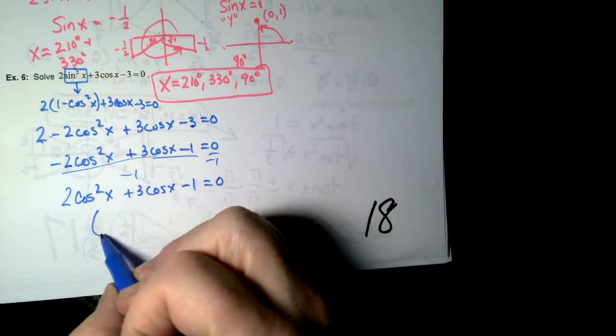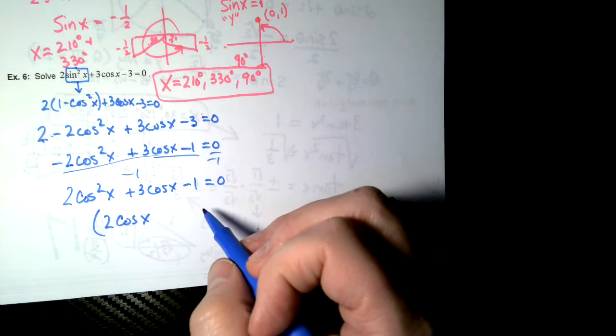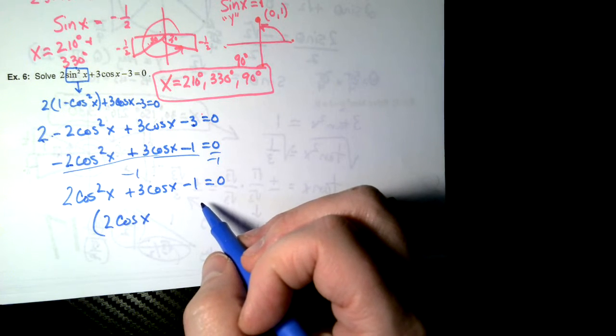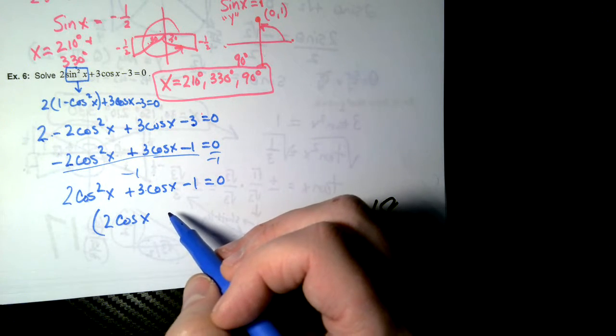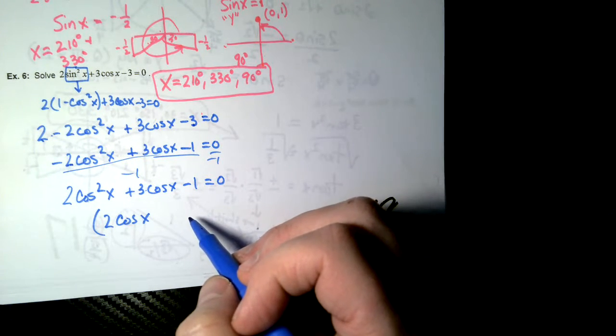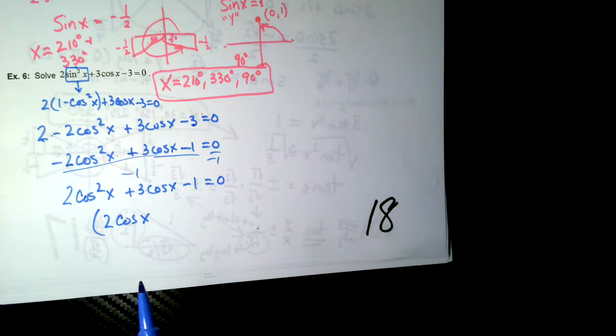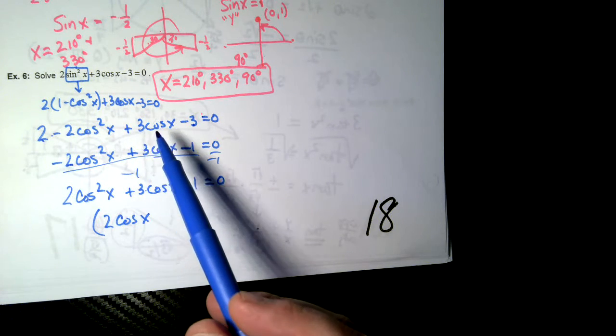Factoring, very similar to the last one. I'm going to go 2 cosine x. Let's see. It's got to be positive 3 in the middle. That doesn't work. Uh-oh. Who wrote this problem? That doesn't factor the way they wanted it to. Maybe the sign is wrong here. To me, it should be a negative.